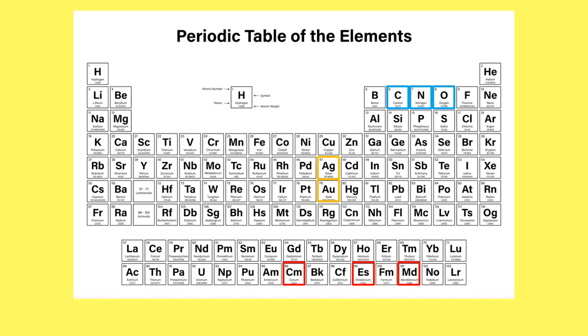The second one, the Es, that's called Einsteinium, named after Albert Einstein, who came up with the theory of relativity and that equation that most people have heard of, E = mc squared.